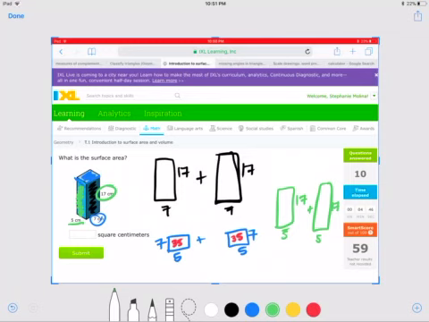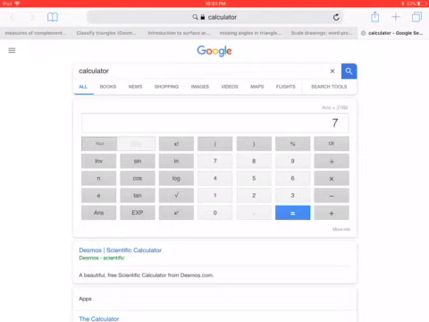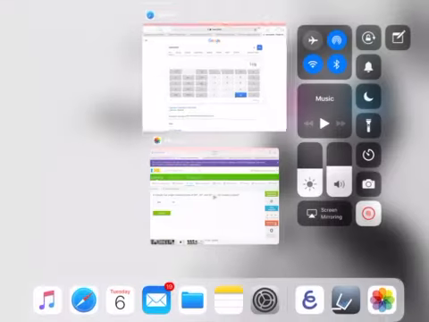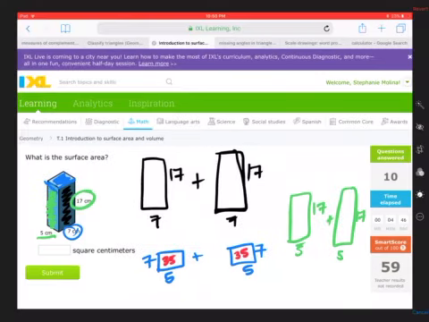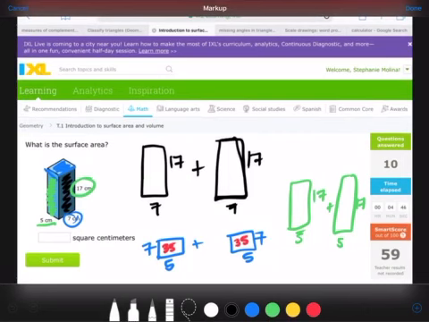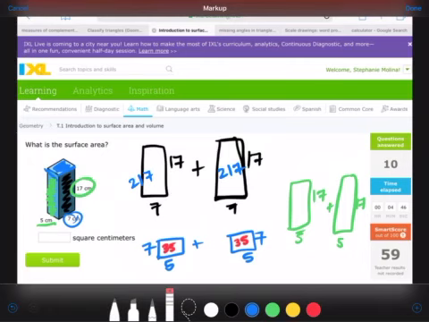Alright, so 7 times 17. I'm going to have to save to my photos. 7 times 17 is 119. And I have 2 of those. So let me see. Was it 217? I hope I'm right. No, it was 119. Sorry, guys.